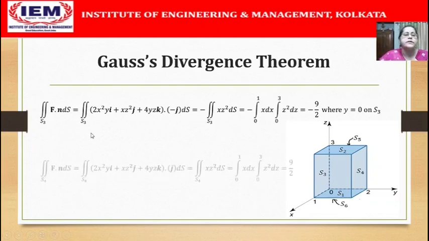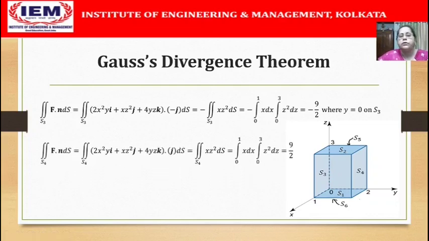Let us now see the surface integral over S4. S4 is here given by y equal to 2. So the outward normal is pointing along the y-axis. So n is replaced by just j, and the surface integral becomes xz² dS over S4. So this is now 9 by 2.